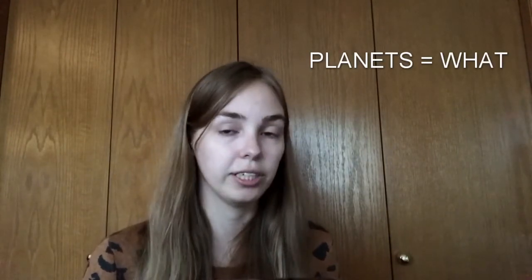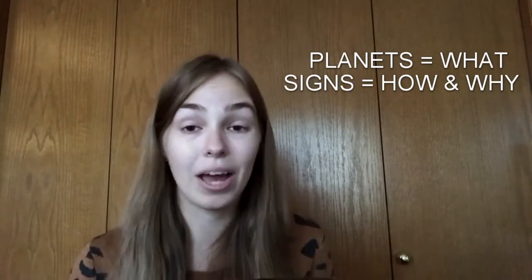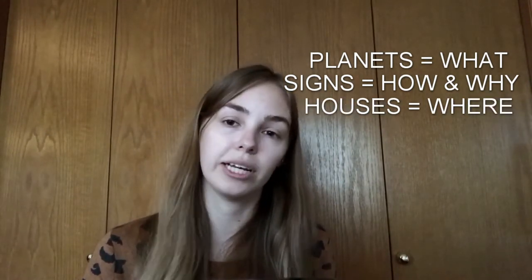When studying a natal chart, a planet within a sign within a house is called a placement. For example, you could have a sun placement in Libra in the 7th house. In a placement, the planet represents what is being expressed. The signs represent how and why, and the houses represent where this expression is most likely to show up in your life.